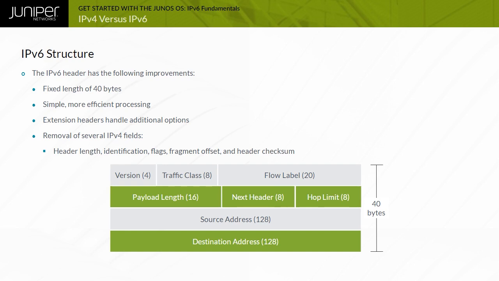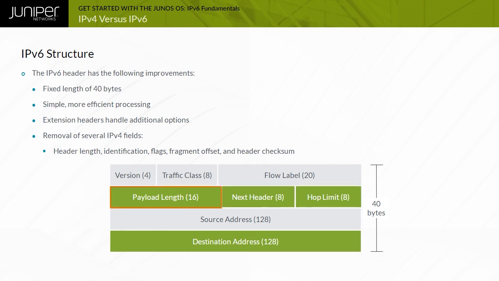The IPv6 header has a fixed length of 40 bytes and includes the following fields: version, which is a 4-bit field containing the number 6, which indicates IPv6. Traffic class, which is an 8-bit field that determines the traffic priority. Flow label, which is a 20-bit field used for QoS management.